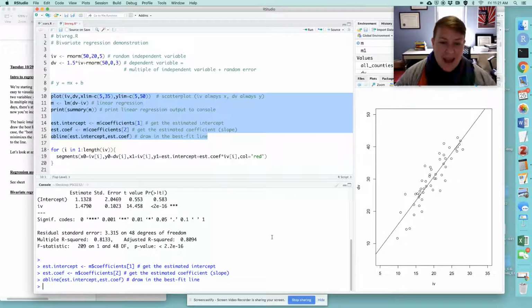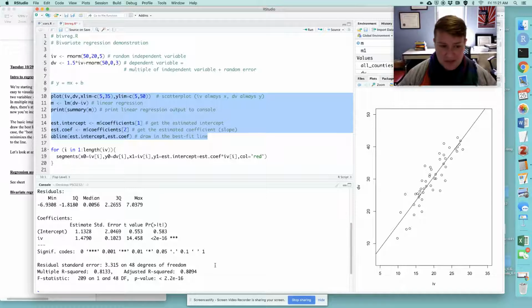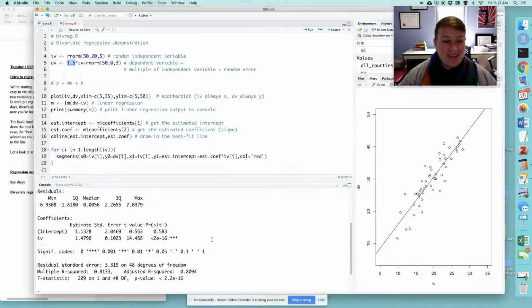So now, as you can see, we have some regression results. We have an estimated intercept; look under coefficients. The intercept is estimated at 1.13, close-ish. And the coefficient, the slope associated with the independent variable, is about 1.47. That's pretty close, actually, to our designed slope of 1.5. So the difference is due to the error.